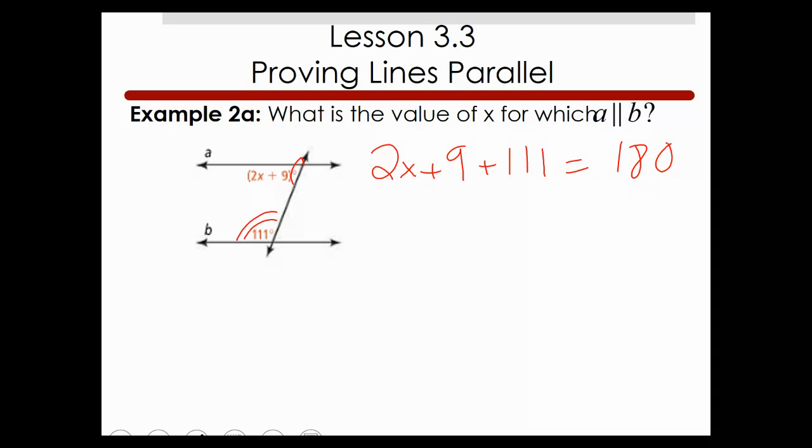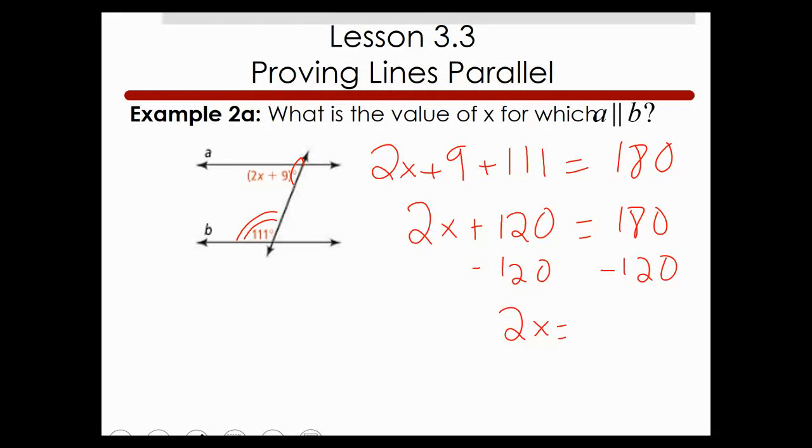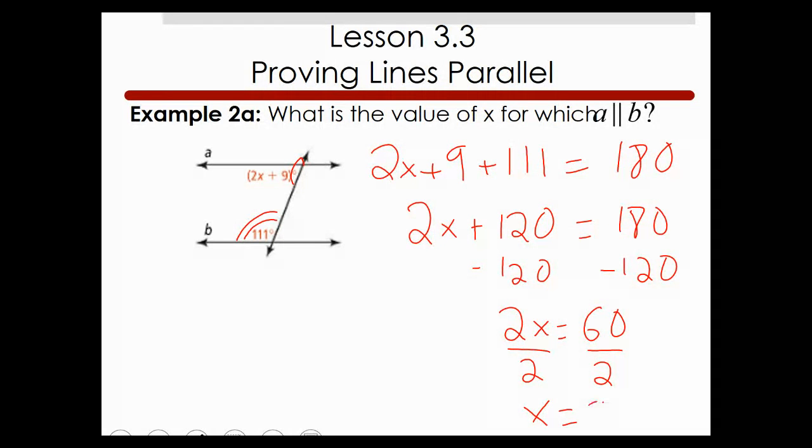So let's find x. So 2x plus 120 equals 180. Going to subtract 120. So 2x equals 60. Divide by 2, divide by 2. X is equal to 30. So when x is 30, they can be parallel. And again, if you want to check your number, always check it. Always plug it in. So 2 times 30 is 60. 60 plus 9 is 69. And do they make 180? Yes, they do.